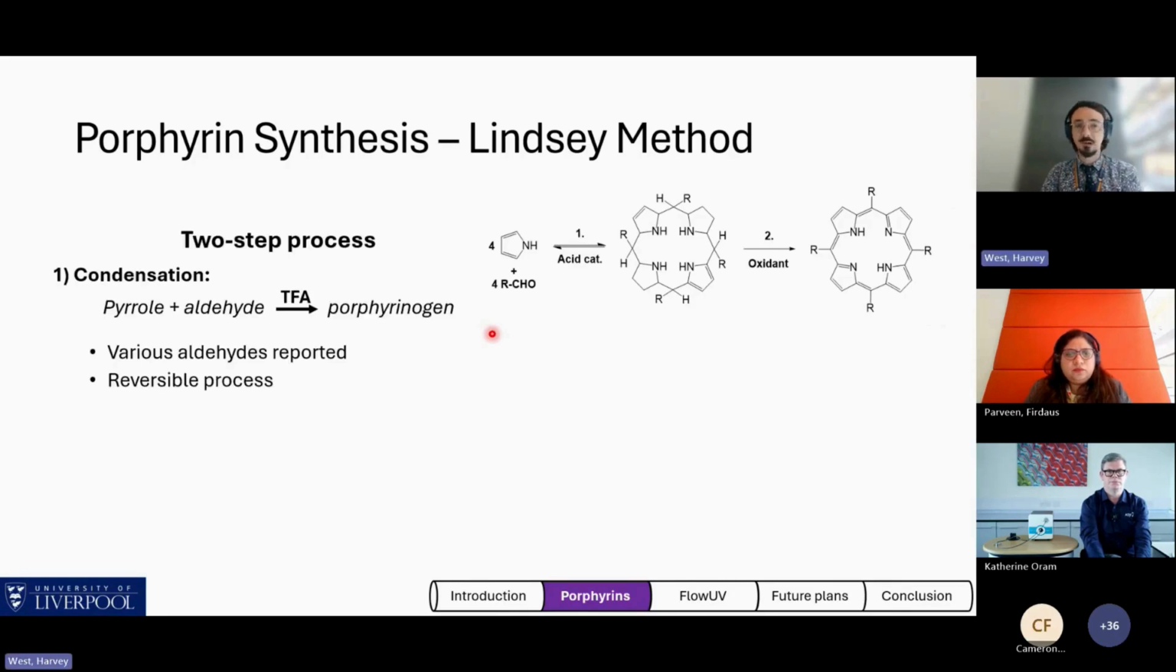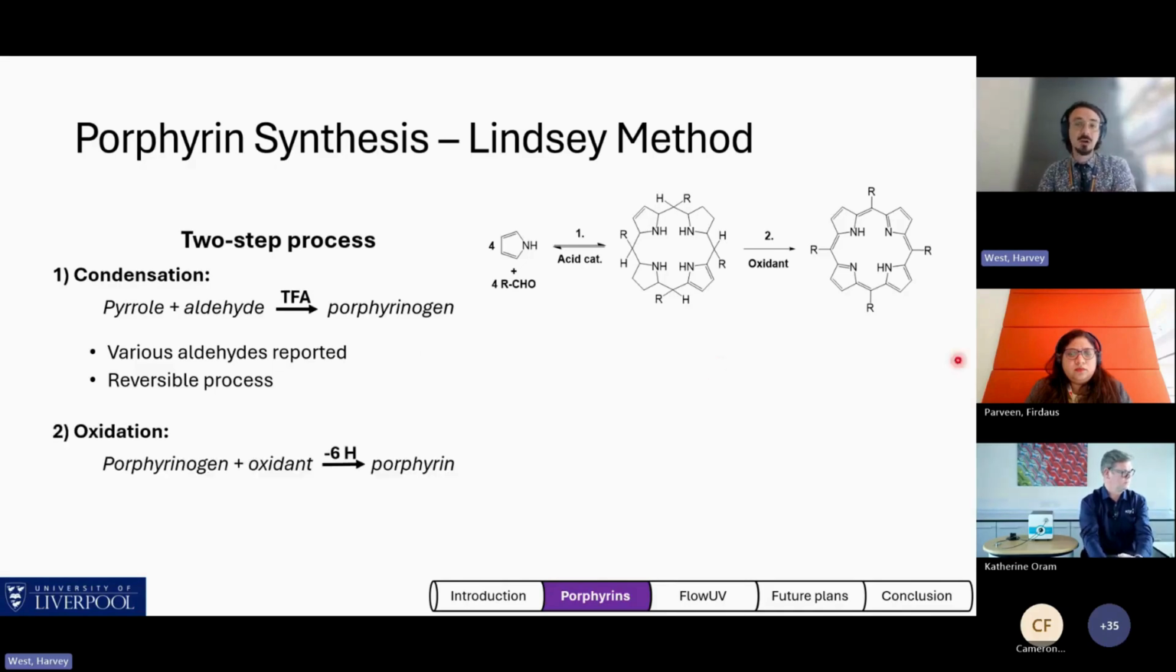This is a two-step process where first we have a reversible acid-catalyzed condensation reaction occurring between an aldehyde and a pyrrole. And this has been reported for many aldehydes, particularly aryl aldehydes. And finally, an oxidation step, which converts our porphyrinogen intermediate species, which is often quite hard to isolate and analyze in batch, into our final porphyrin product.